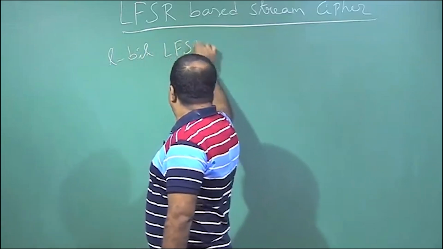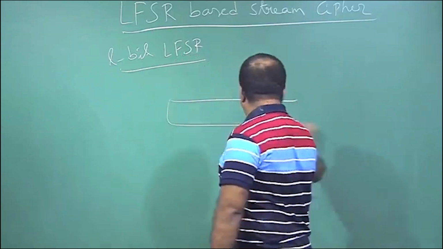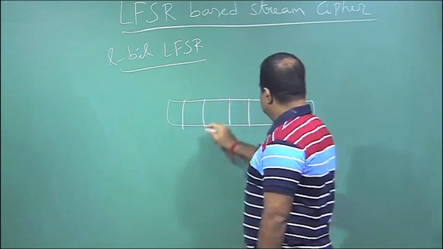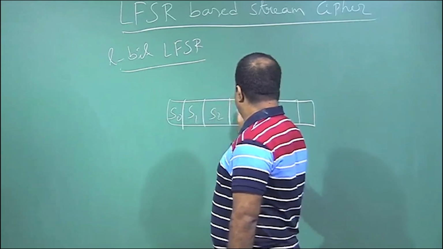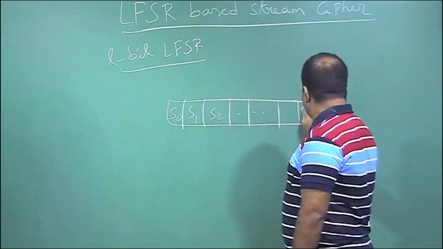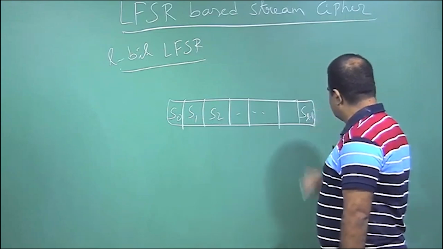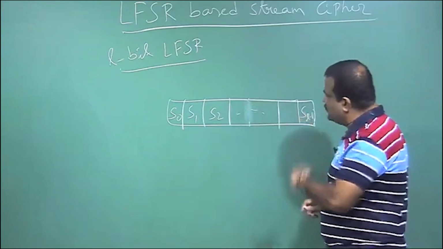It is basically an L bit register. We have L flip flops, so L bits: S0, S1, S2, and so on up to S(L minus 1). So, this is the L bit register.